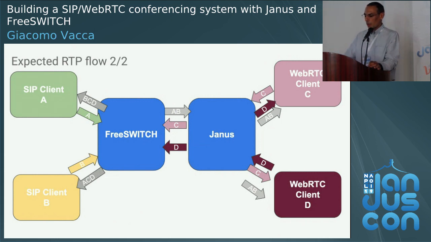In this case, we don't want to send the audio from C to D because we know that D is already receiving the audio directly from C, from the SFU. So this is where, through the API in FreeSWITCH, we tell FreeSWITCH, well, you know, the audio from C, don't send it as a publisher, because the audio from C will be received directly through Janus, so it's not necessary.